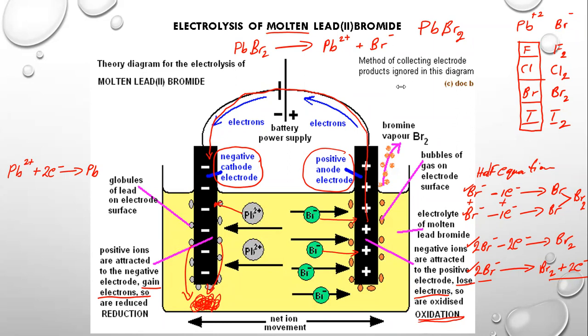Teacher, there's something I don't get about the reduction part of the lead. I don't get where it gets its electrons from. Where does it get the electrons from? Do they just pop up out of nowhere?